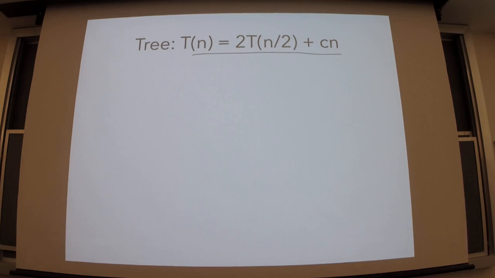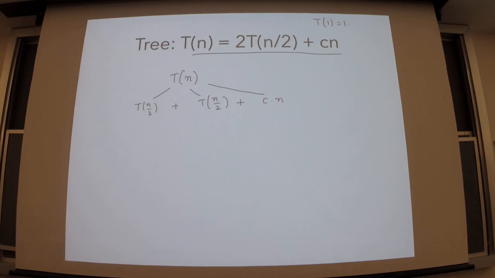Let's try to unpack what T of n is. This formula is telling us that there are two copies of T of n by 2. So T of n is this plus C times n. That's what this formula is telling us. And also there's always a base case. In this case, T of 1 equals 1, because you have to have some kind of a base case.